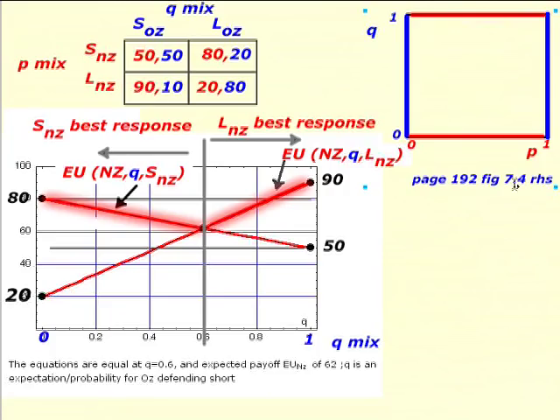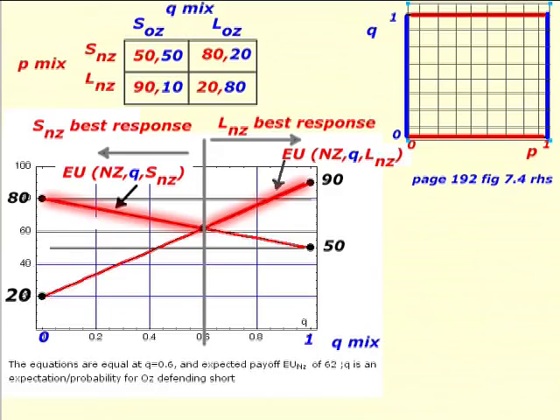Remember, what we want to do is plot New Zealand's best responses against Australia's QMIXs here. Okay? Well, a New Zealand best response of short is 100% chance on short. A New Zealand best response of long is a 0% chance on short. Right. So, let me plunk all these shaded regions in. How do we read this little graph? And I'm going to put the horizontal line here like this.